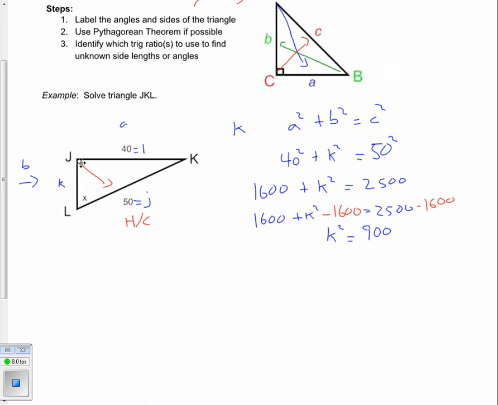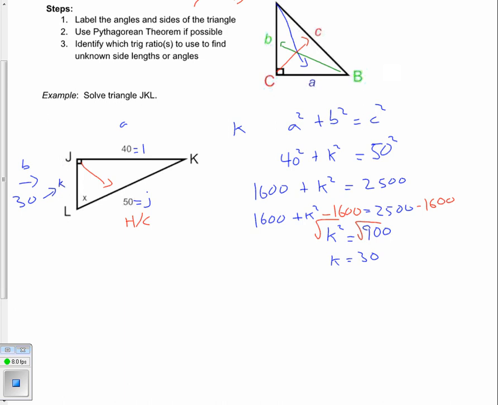Okay, and now I got to get that k value all by itself. To get the k value all by itself, I have to do the opposite operation of squaring k. So the opposite operation of squaring something is to do the square root. So I'm going to take the square root of both of those values. And so that means k is going to equal 30. So now I've solved for the length of k. So I know that k is 30 units long. So that's great. I've solved for the length of all three side lengths.